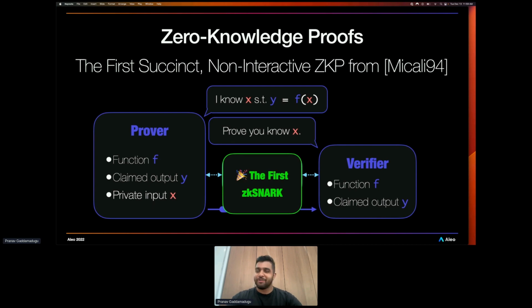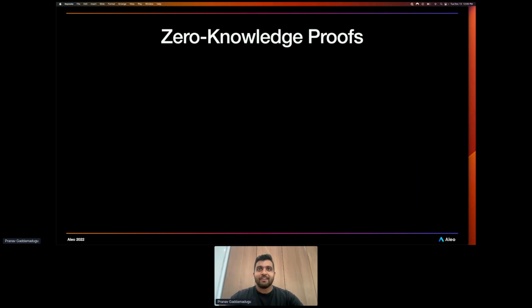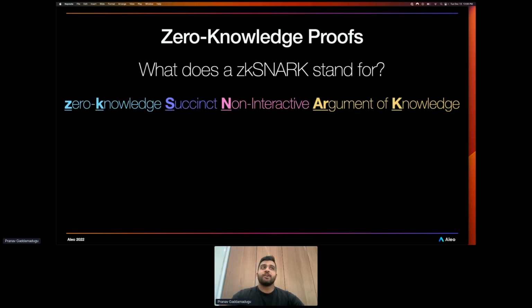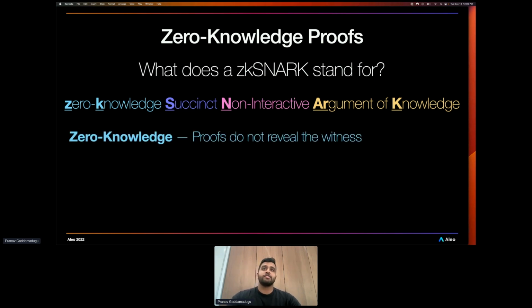Again, this is super high level, but we can operate with this definition for most of today's talk here. And just so that we all get on the same page, what is a ZK snark? ZK snark is a zero-knowledge, succinct, non-interactive argument of knowledge. And essentially, the proof is zero knowledge, meaning that it doesn't reveal the witness, the private inputs used to construct the proof.